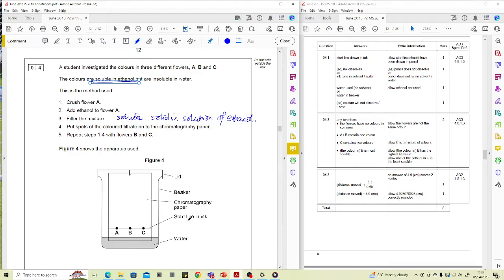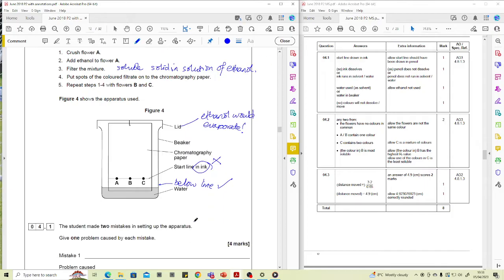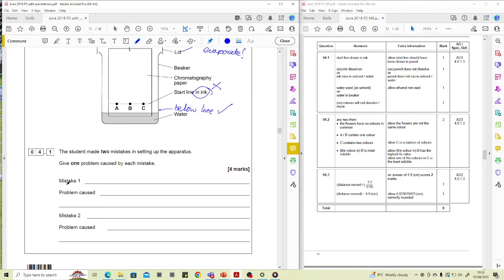So there's the spots on the line, lids on to prevent evaporation of the solvent, beaker because it's ethanol, would evaporate too easily, spoiling your RF values. Beaker, chromatography paper, start line in ink. Oh dear, that's a mistake. And the water is below the line, so that's okay. So that's not a mistake. So the student made 2 mistakes in setting up the apparatus. Give 1 problem caused by each mistake.